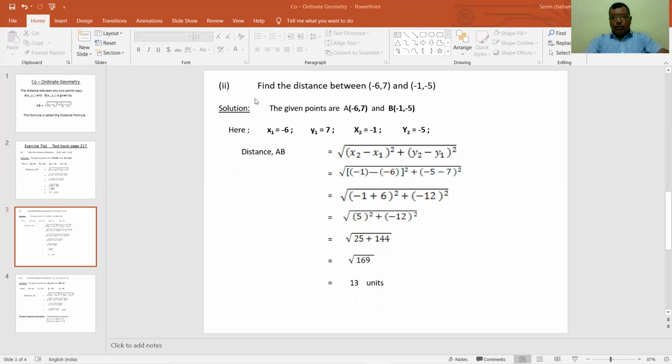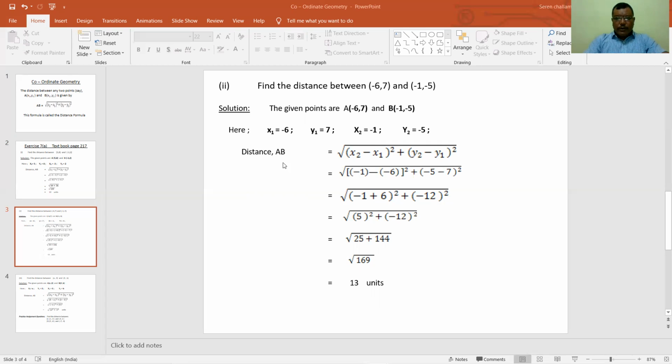Let's come to question number 2. The question number 2 says, find the distance between minus 6, 7 and minus 1, minus 5. Again, for the solution, we write the given points are, the first point, we name it as A, minus 6, 7, and the second point as B, minus 1, minus 5. Again here, x1 is minus 6 and y1 is 7. From the second point, x2 is minus 1 and y2 is minus 5.